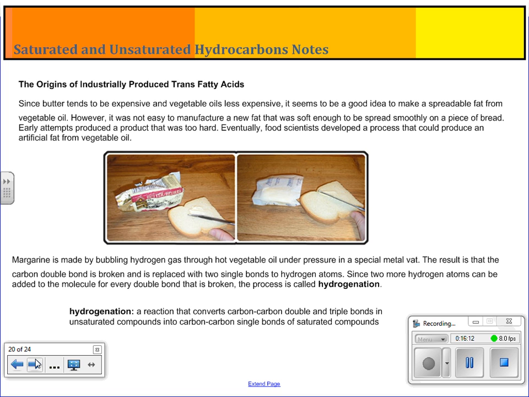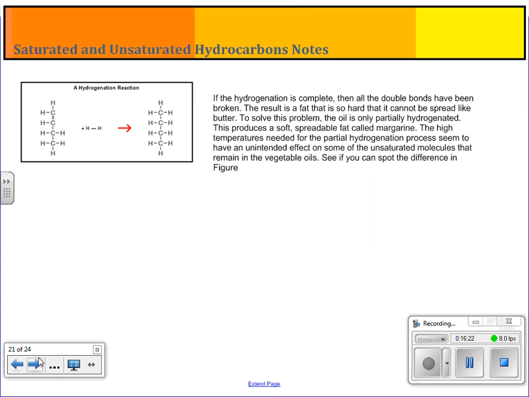Hydrogenation is the reaction that converts carbon-carbon double and triple bonds in unsaturated compounds to carbon-carbon single bonds in saturated compounds. So if the hydrogenation is complete, all the double bonds have been broken. The result is a fat that is so hard that it cannot be spread like butter. To solve this problem, the oil is only partially hydrogenated. This process makes a soft, spreadable fat called margarine.